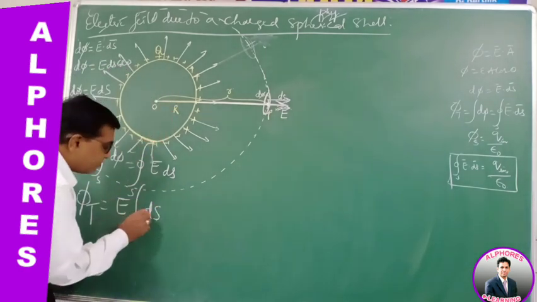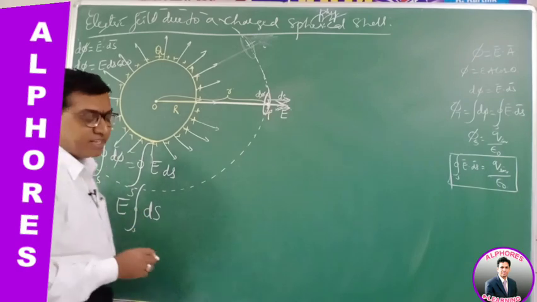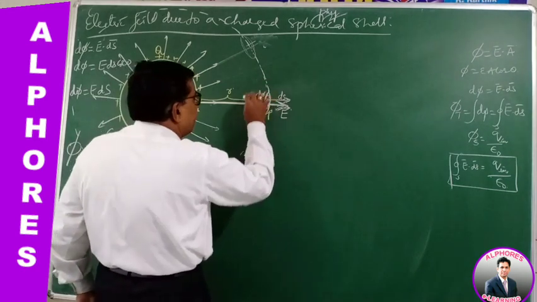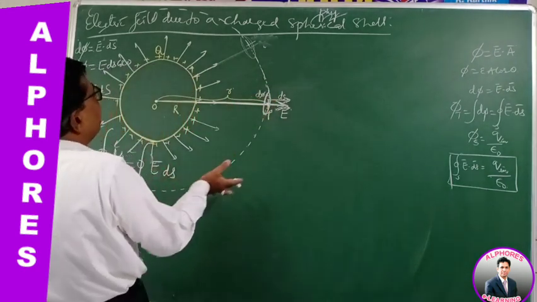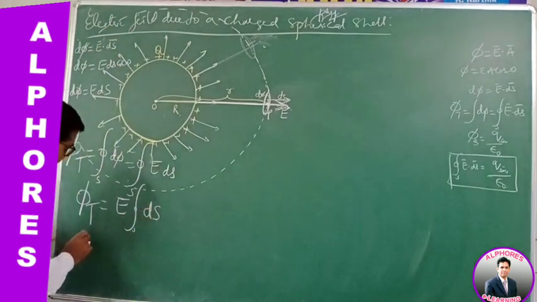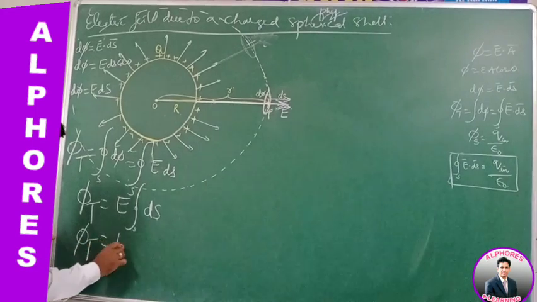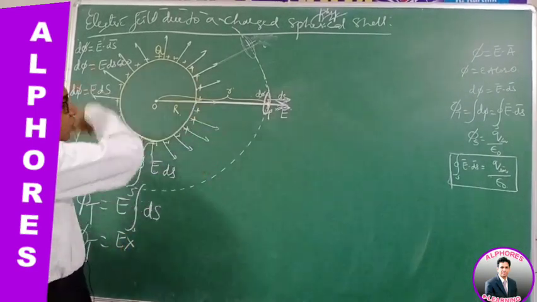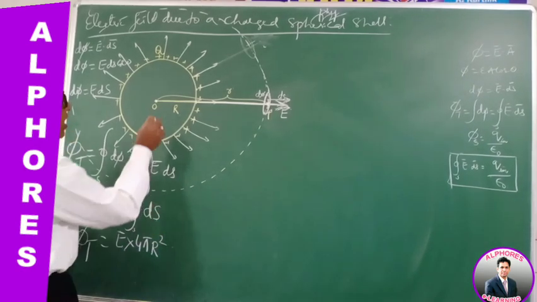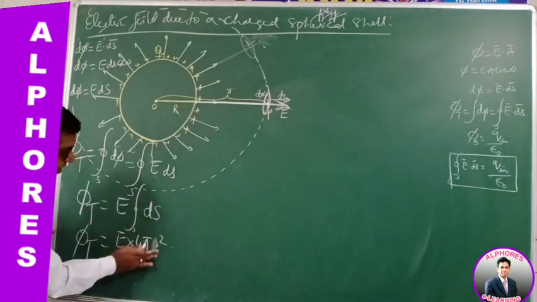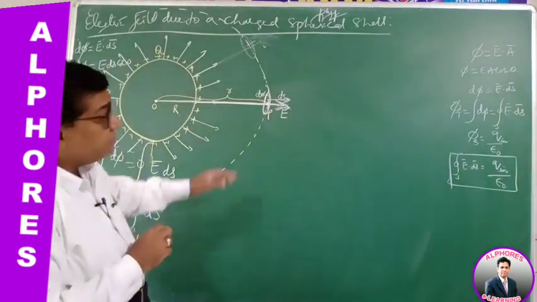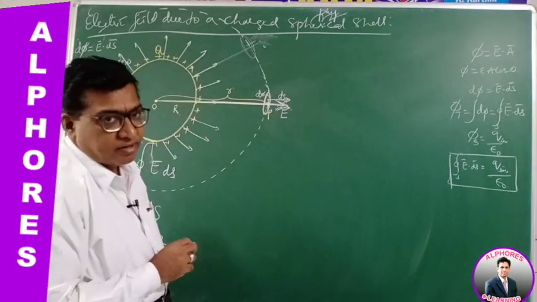Now, the surface integral over the total surface area, considering all the area elements and integrating them, is equal to, so the total flux is equal to E times the total surface area of the sphere, which is 4 pi r square, where small r is the radius of the Gaussian surface.